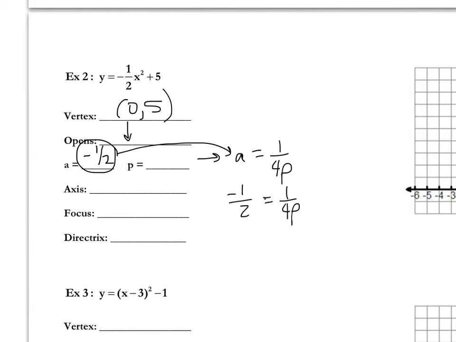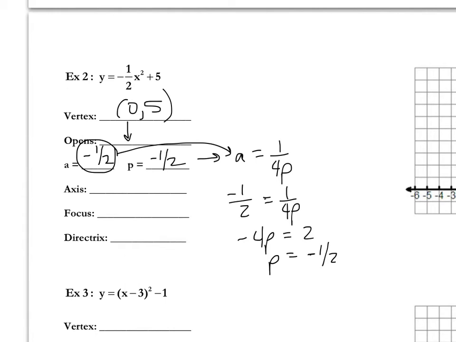And we're just going to cross multiply. That gives us -4p equals 2. That means that the p is also -1/2. And you know from example 1, they're not always the same. But coincidentally for this case, after solving the formula, we get -1/2.